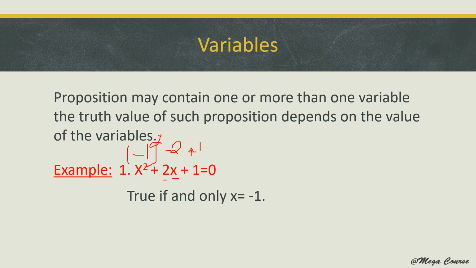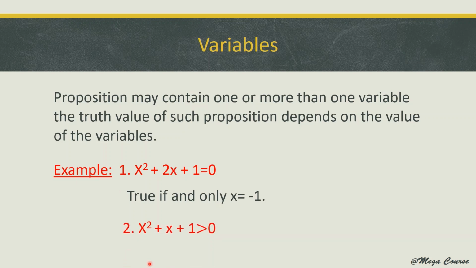1 minus 2 plus 1 is 0. So this statement is going to be true if and only if x equals minus 1. If you put x equals 1 or 2 or 3, it's not going to be equal to 0. So this statement is going to be false. Here the truth value of this statement depends on the value of x, which is the variable. Let's continue to another example.